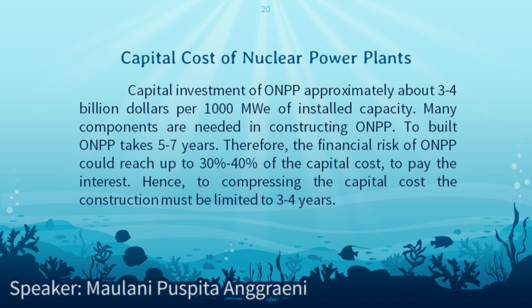Capital cost. In general, the capital cost of ONPP is high. We need about $3 up to $4 billion per 1,000 megawatts of installed capacity, due to many components such as heavy structure and high-pressure components, which need wiring and steel in a big amount. The construction time is limited to 3 to 4 years, in order to decrease the financial risk from interest payment during the construction, which can add up to 40% of the cost.